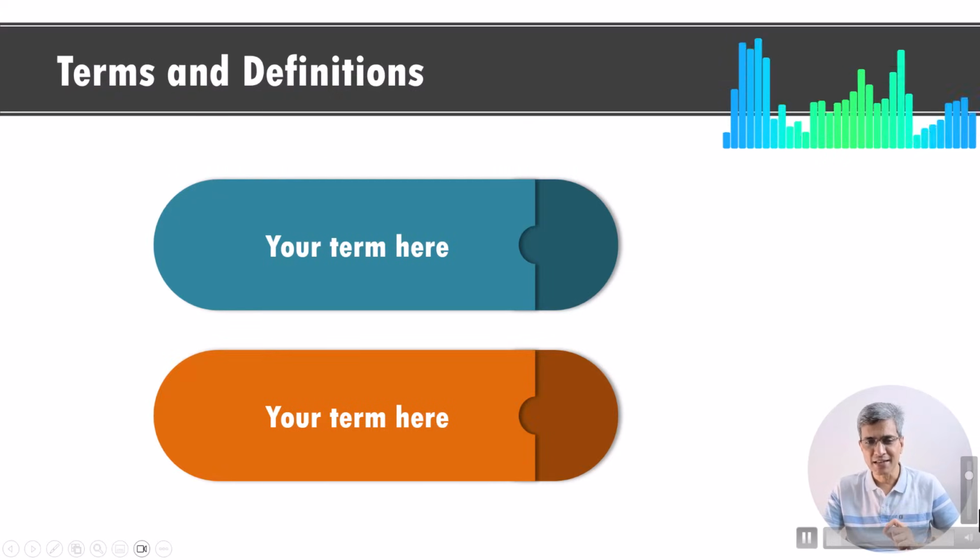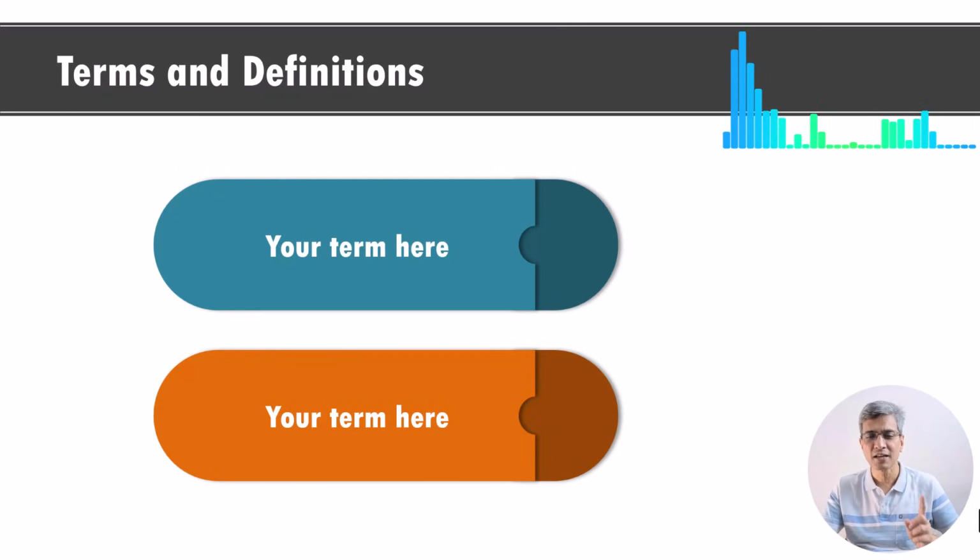This is the second slide. You can use the slide to present terms and definitions. A scrolling option will appear when you have a lot of notes to talk from. Here is an example of that.